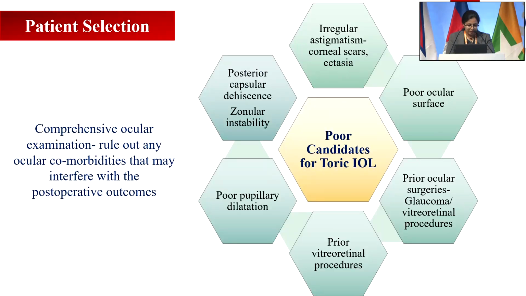So patient selection and comprehensive ocular examination are of course a must to rule out any comorbidities that may interfere with postoperative outcomes. So who are the poor candidates for toric or premium toric IOLs? Any irregular astigmatism, corneal scars or ectasia. A poor ocular surface is a relative contraindication. If you can optimize and treat it optimally, then you may still go ahead with a premium intraocular lens. However, in persistent limbal stem cell deficiency or ocular surface disorders, you should avoid premium intraocular lenses. Prior ocular surgeries such as glaucoma or vitreoretinal procedures, poor pupillary dilatation, posterior capsular dehiscence, zonular instability, basically ocular comorbidities affecting the retina and the visual axis, are relative contraindications for implanting a premium intraocular lens.